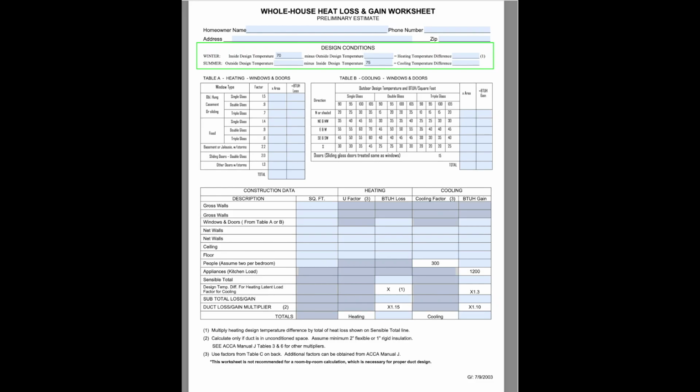Today we're going to talk about inside and outside design conditions, two of the most important factors we use when sizing HVAC equipment. Really, this is where this worksheet begins. In the whole house heat loss and gain worksheet, I have it highlighted at the top section in green under design conditions. So before we can select any equipment or do any load calculations, we need to know the target indoor temperature and the expected outdoor temperature. So these are called design conditions.